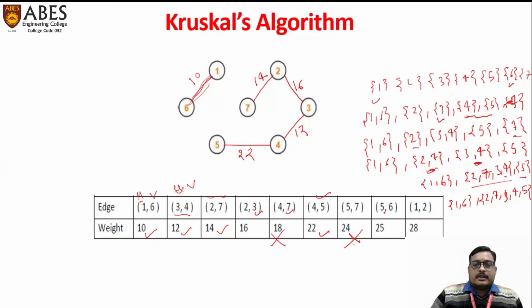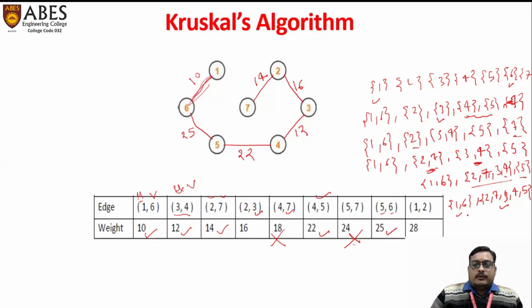Now come to 5 and 6. So we can see here 5 is in one set and 6 is in another. If we run find set, we'll find that 5 and 6 belong to different sets. 6 is in this set and 5 is in a different set, so there is no issue and we can connect 5 and 6. The cost of this edge 5 and 6 is 25. So we'll connect this.